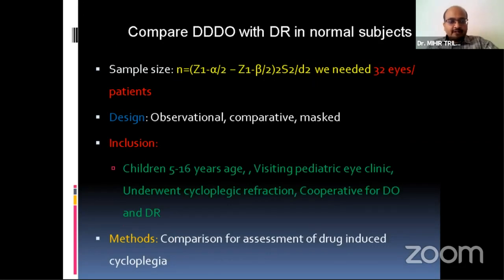In the first part of the study, we compared dynamic distance ophthalmoscopy with dynamic retinoscopy. We had to have 32 eyes in an observational, comparative, and masked manner.